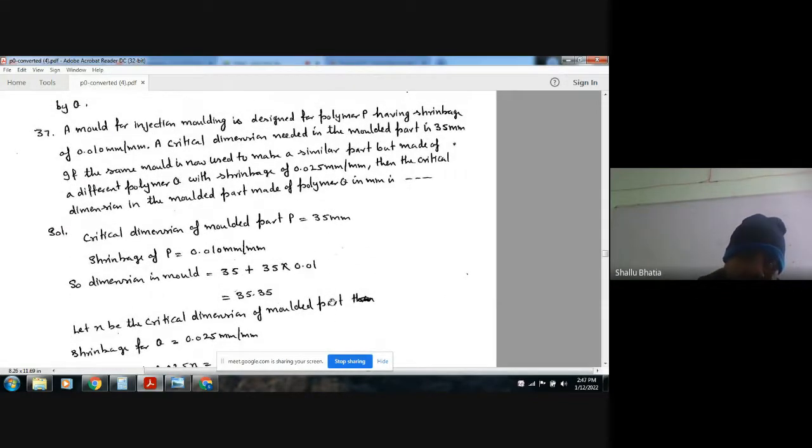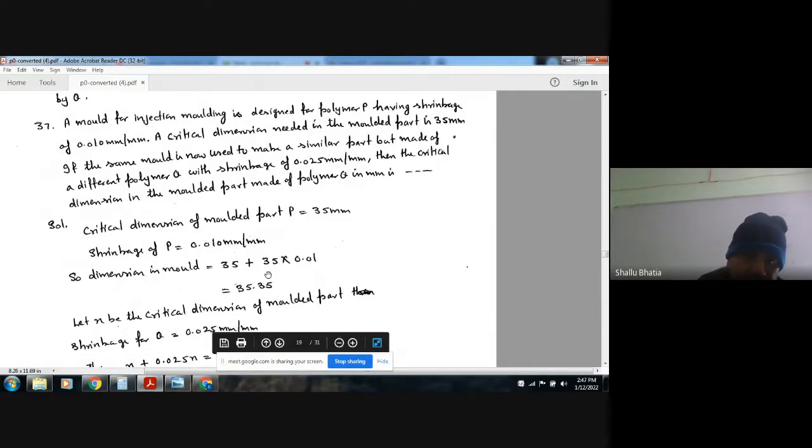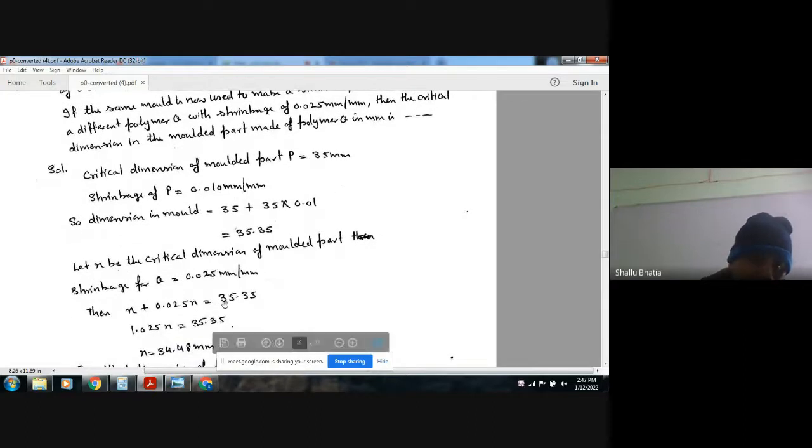So we have two parts, P and Q. The critical dimension of the part P is 35 mm and shrinkage is this. Now the dimension of the mold will be 35 plus that shrinkage amount. Now the same mold is being used for the part Q. So the dimension of the mold is 35.5.